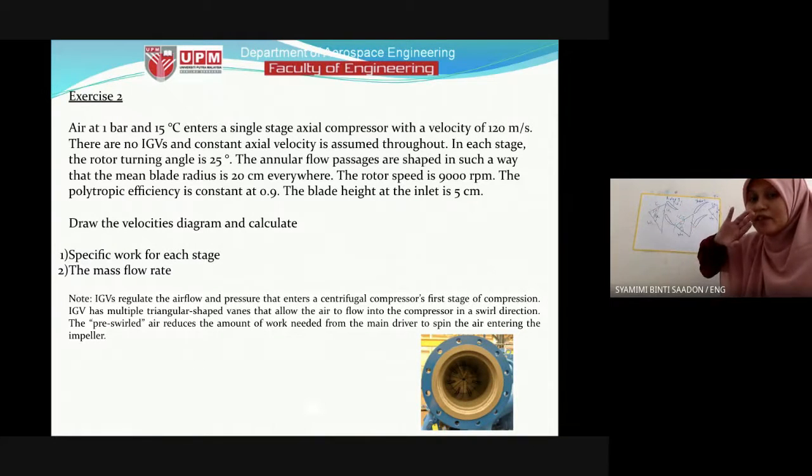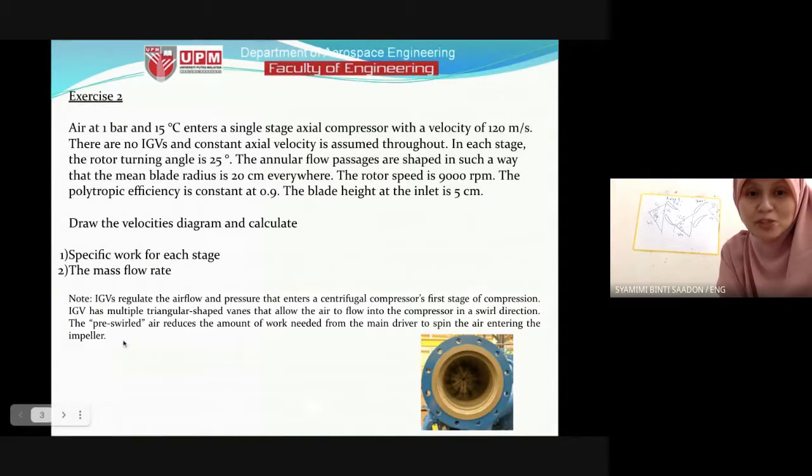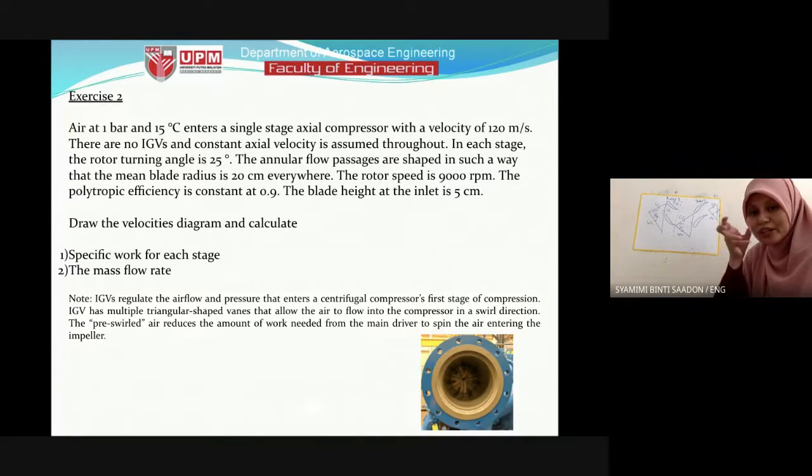But here, if there is no IGV, it means that the absolute velocity enters the fluid, the fluid enters the compressor totally axial. So alpha is 0. There is no pre-swirl. The pre-swirl air reduces the amount of work needed from the main driver to spin the air entering the impeller. The function of the IGV is to swirl the airflow at the inlet of the compressor, because it has a triangular shape, so that we can reduce the amount of work.